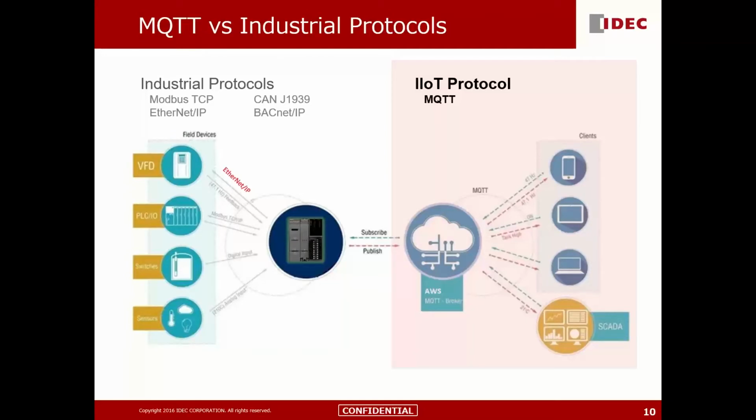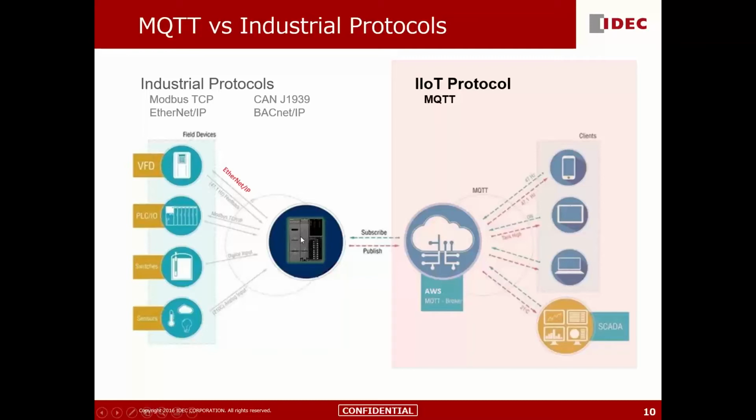This slide is basically to show you the difference. I think most of you know already, but I just want to make sure that you understand the difference between the MQTT protocol versus other industrial protocols, such as Modbus TCP, Ethernet IP, CAN J1939, BACnet, and so forth. On the left-hand side is basically the industrial protocols. You have a VFD, remote I/O, switches and sensors talking Ethernet IP or Modbus TCP to our FC6A PLC.